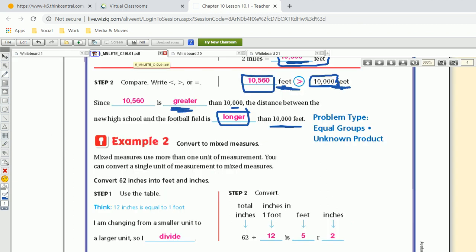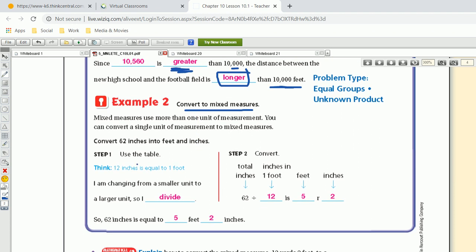If you want to compare between two units, you have to put the two units in the same unit. So if you have two different units, feet and yard, you have to make both of them the same. So you convert the big unit into the small unit by multiplying, because multiplying is easier than dividing. Here, if you want to convert two mixed measures, what does it mean, mixed measures? Okay, let's see this example.